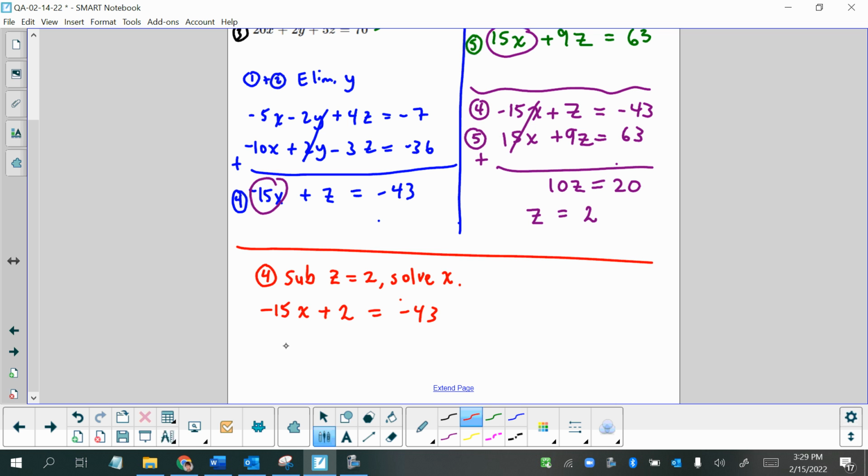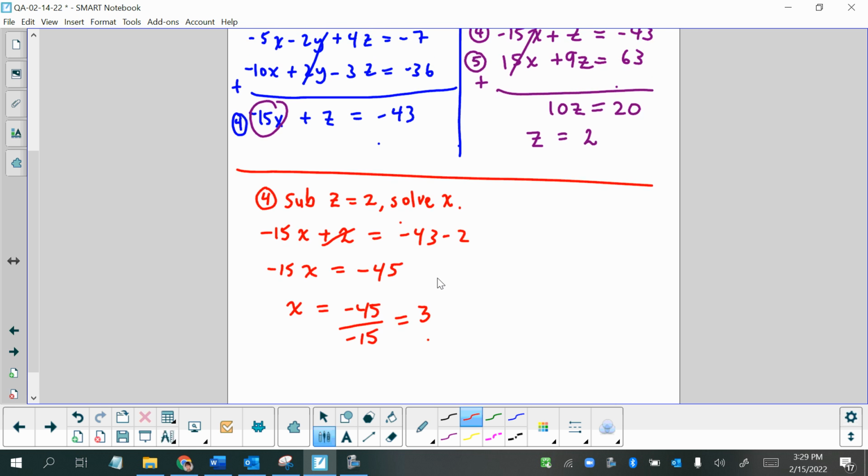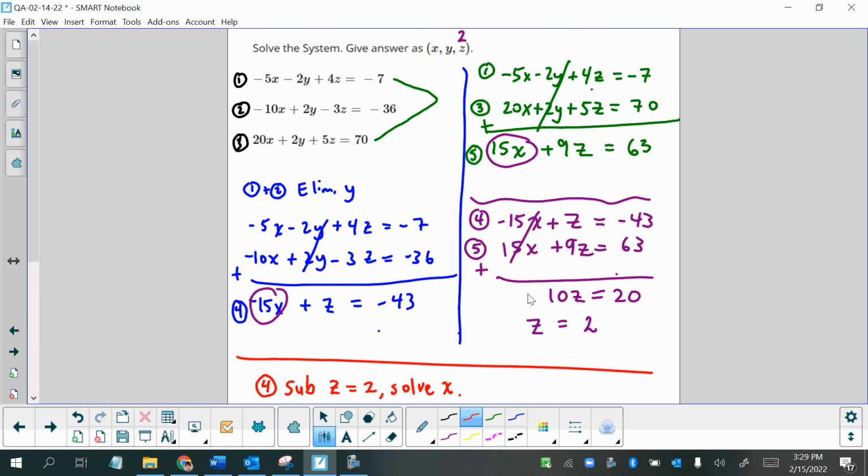So I'm going to subtract 2 from each side. If I subtract 2 from both sides, then I get negative 15x equals negative 45. And then if I divide both sides by negative 15, I get x equals negative 45 divided by negative 15, which is positive 3. So now I have another variable solved in my ordered triplet here. So I have just one variable left to solve, and that is the variable y.